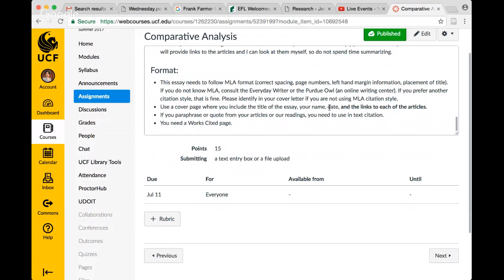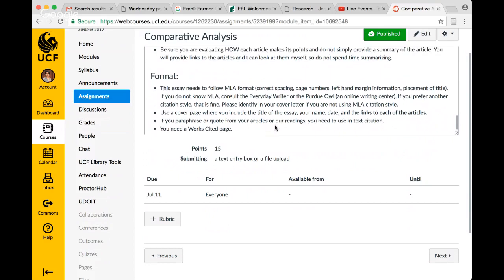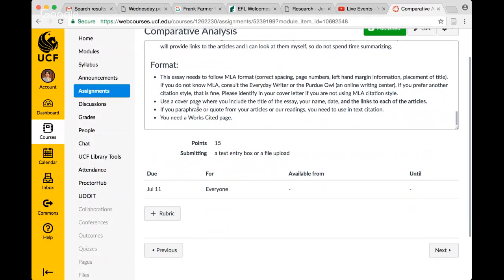because I know that. Obviously, if you paraphrase or quote from your articles and/or from our class readings, you need to use proper in-text citations, and you need to use a works cited page, right? So I assume you will be at least quoting or paraphrasing the articles that you are discussing, right? You want to point to some examples for your analysis, and you may want to reference Grant Davies' article or something else that we have read in this course. So you will need a works cited page or references, depending on the citation style that you use.